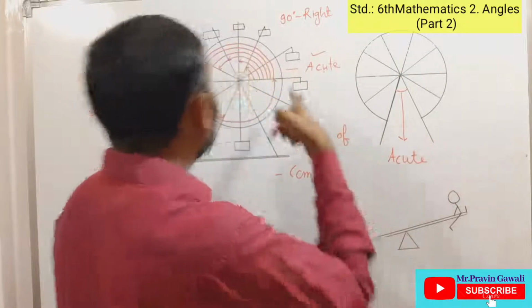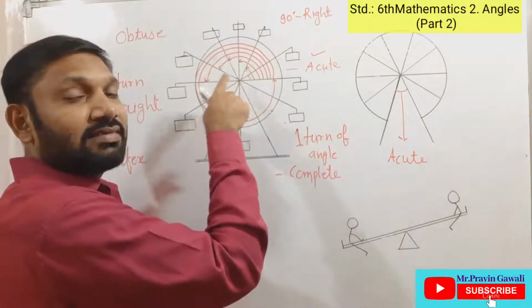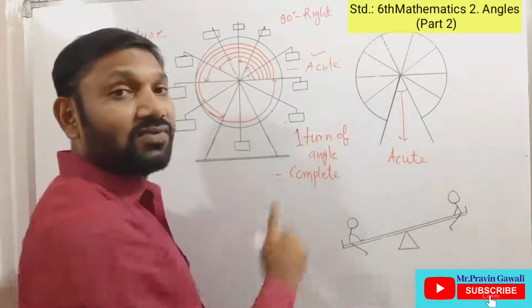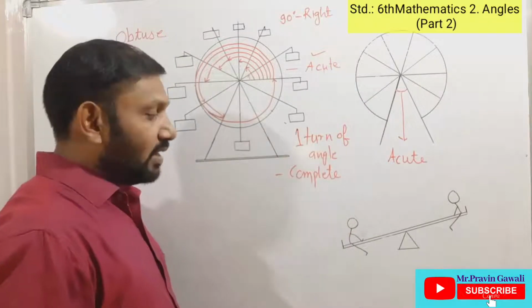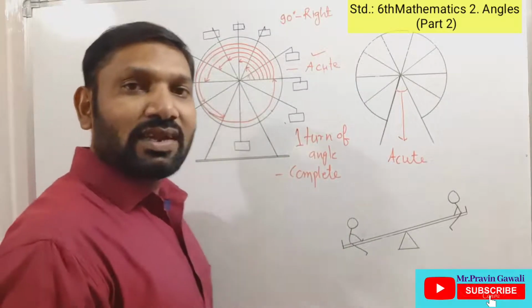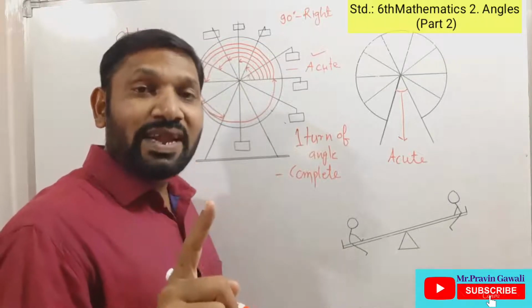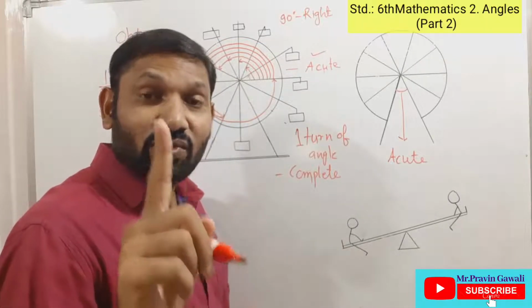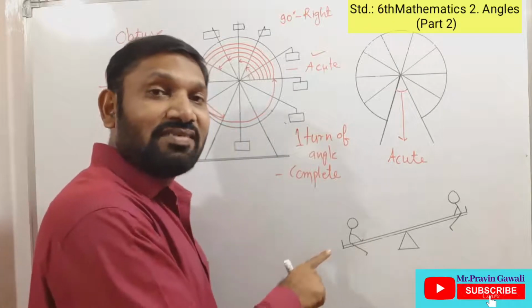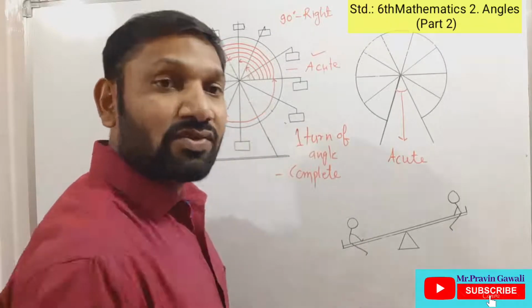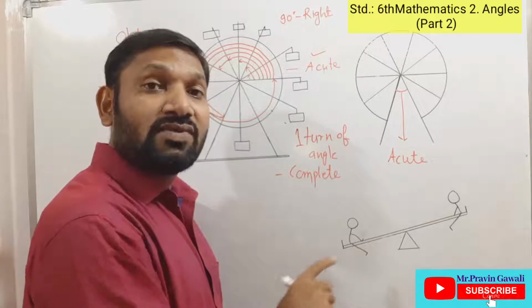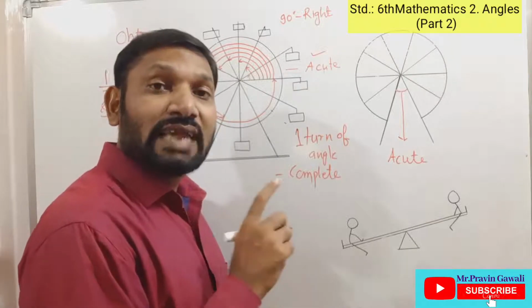Okay student, we have seen the angles in the same way here also, it forms different angles. Okay student, now the last one. Where have you seen such kind of instrument? Have you ever been to a park? Yes, so in the park we see this one. This is known as a seesaw. Here it also forms different types of angles.